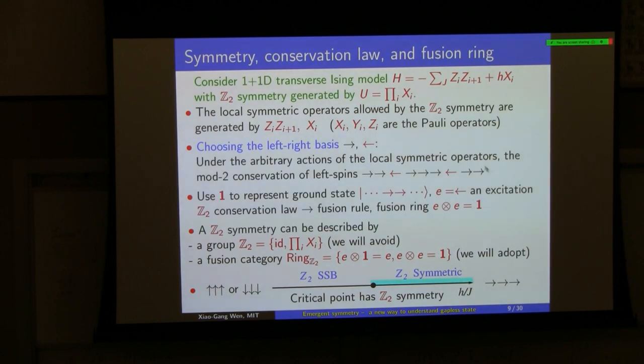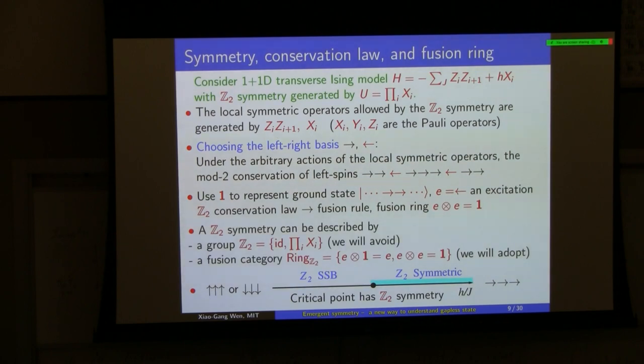Then we have a flipped spin, this left spin. So we view this as some kind of excitation. Then we ask what happened to those left spins. And when I say what happened, it means that we can apply all kinds of probes, these kinds of symmetric operators, that allow perturbation. We can change those states.